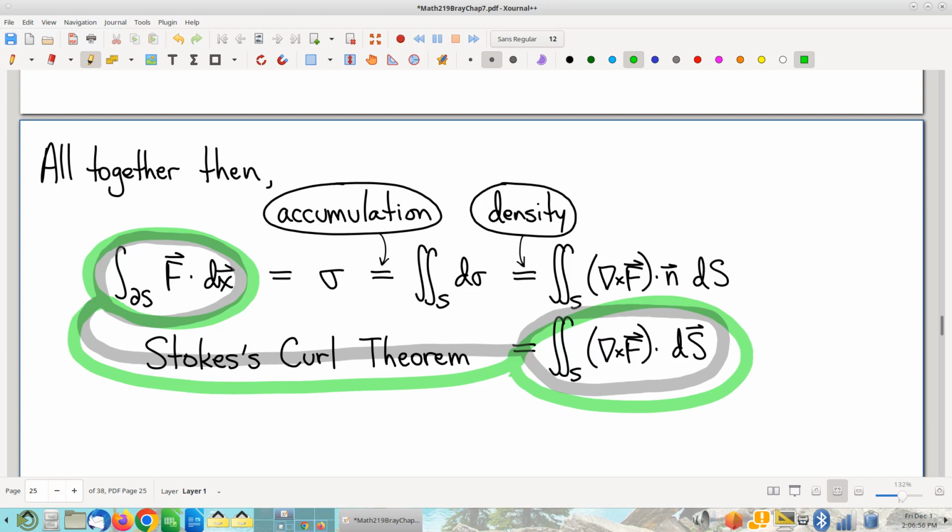Okay, so this is Stokes' curl theorem. Like I say, it's the same ideas as we've seen in other contexts. All right, let's see an example.